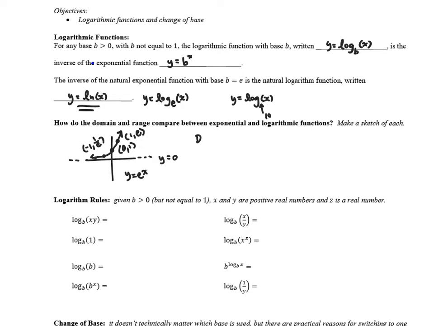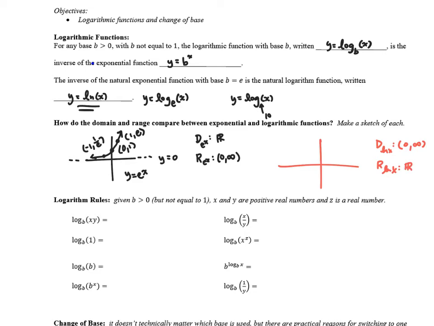The domain of e to the x is all real numbers, and its range is 0 to infinity. Now, if e to the x and natural log of x are inverses of each other, then the domain of natural log of x would be the same as the range of e to the x, which is 0 to infinity. And the range of the natural log of x would be the same as the domain of e to the x.